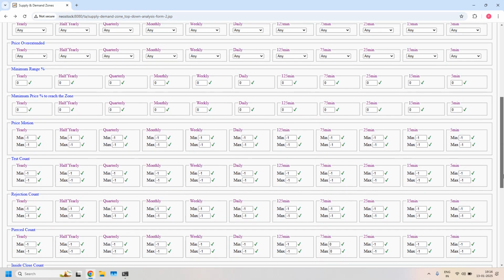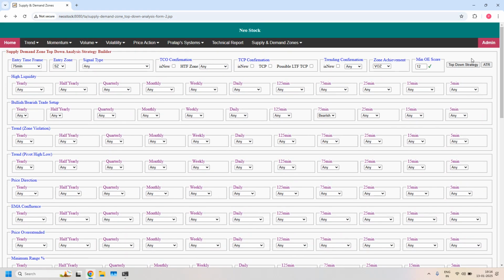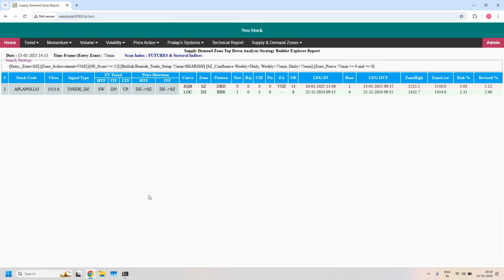With all the 3 filters, LTF, ITF, HTF, supply zone confluence, we got only one stock. So in this stock, this 75 minute supply zone is part of the daily supply zone. Both together again part of the weekly supply zone. Anyway, weekly trend is sideways. No need to check for EMA confluence. Because sideways trend, EMA confluence does not add any extra advantage.